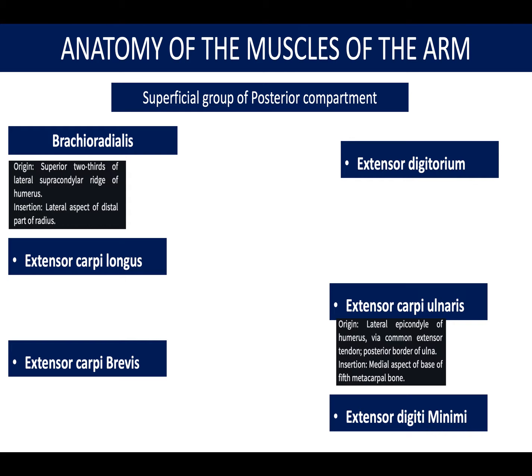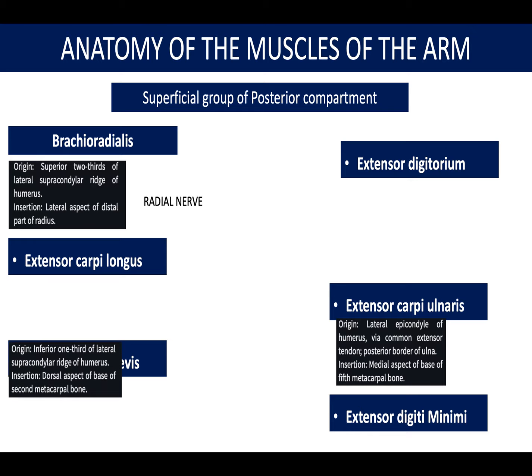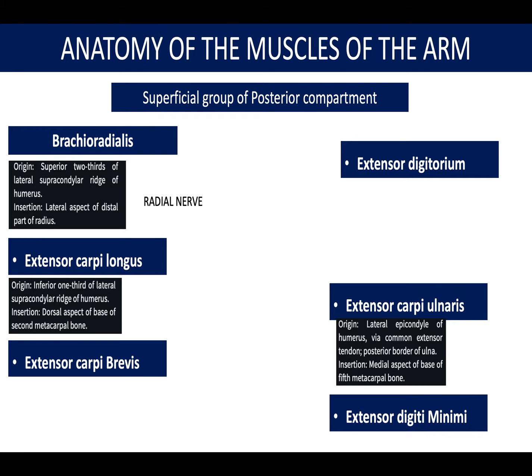Brachioradialis originates from the supracondylar ridge of the humerus, inserts into the distal part of the radius, and is supplied by the radial nerve. Extensor carpi radialis longus originates on the supracondylar ridge of the humerus again, but this time inserts into the second metacarpal bone. So the origins for brachioradialis and extensor carpi radialis longus are pretty much the same, but the insertions are different. Again, it is innervated by the radial nerve.